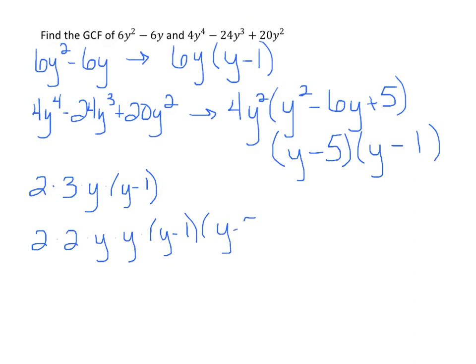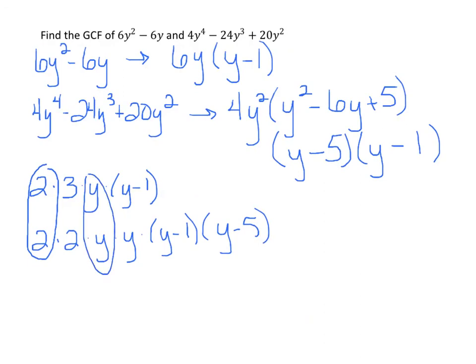times y minus 5. Greatest common factor, circle all the things that are the same. We have a 2 in common, we have a y in common, and we have a y minus 1 in common. So our greatest common factor is 2y times y minus 1.